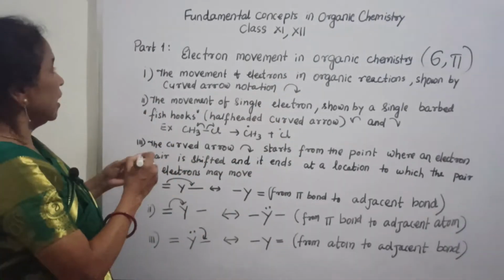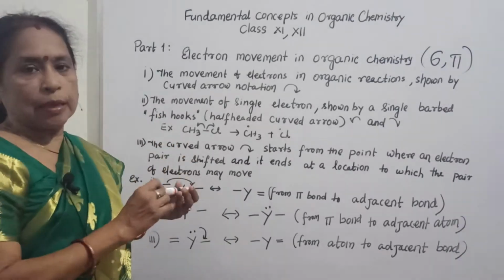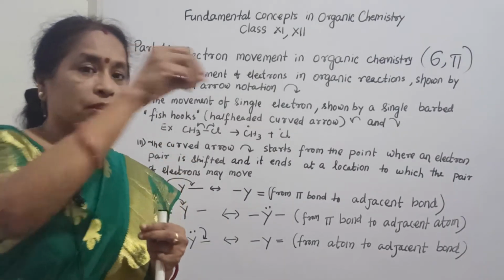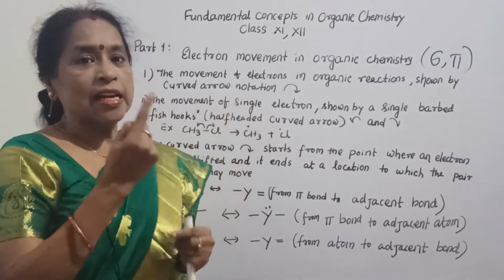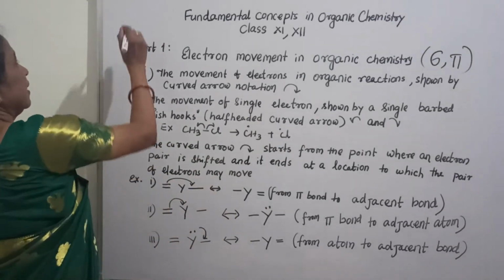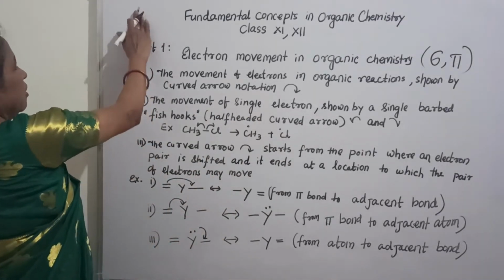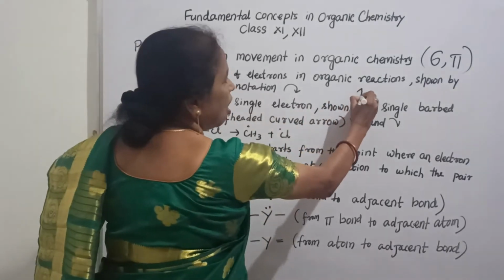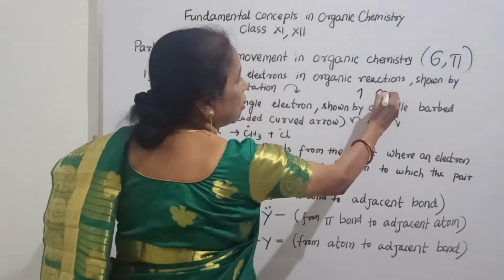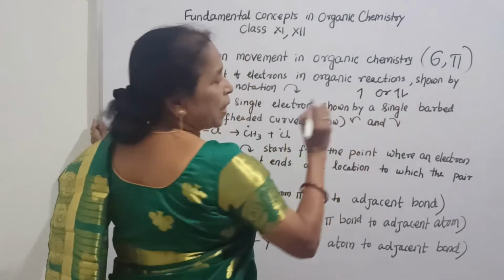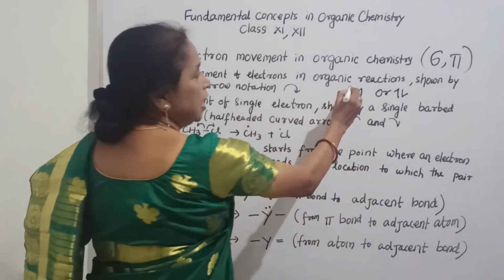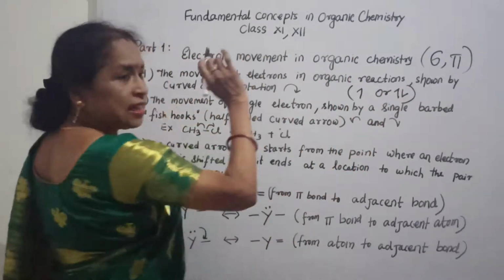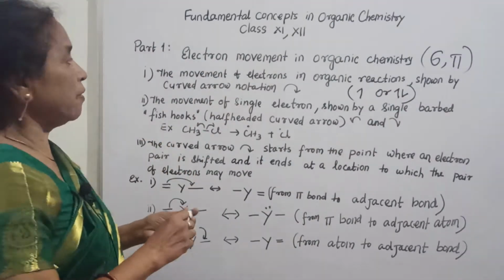Now here the electron movements are of two types. It may be a pair of electrons that moves or a single electron that moves. That means the electron may be a single electron, or maybe a pair of electrons. Now see the movement like this, single electron or pair of electrons.